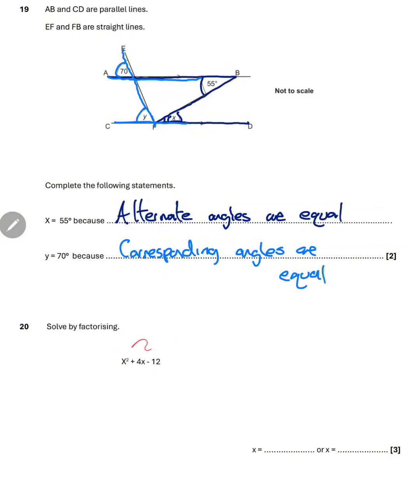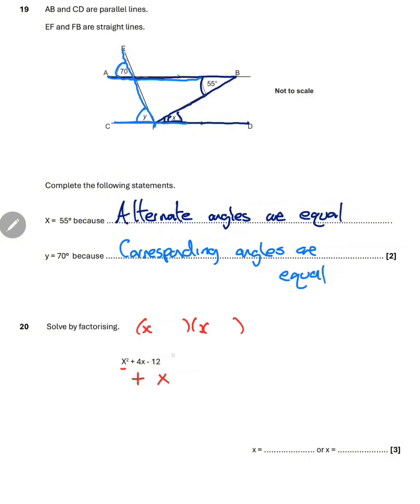Question 20, we've got a quadratic that we're going to solve by factorising. You've got an expression like this and you're factorising it. We want double brackets. We know there's going to be an x in each bracket because x times x gives me the x squared. What I need for the numbers in these brackets is something that adds to make 4 but multiplies to make minus 12.